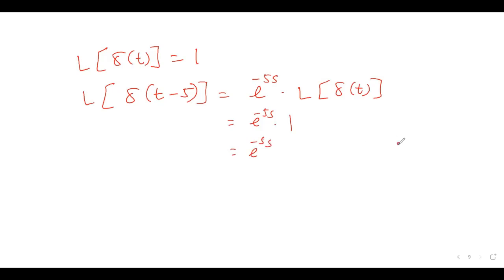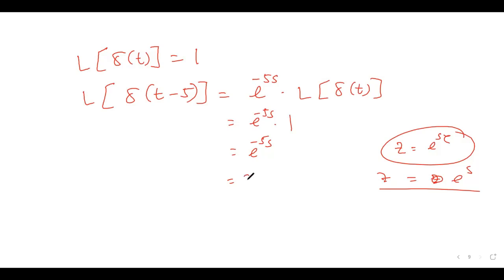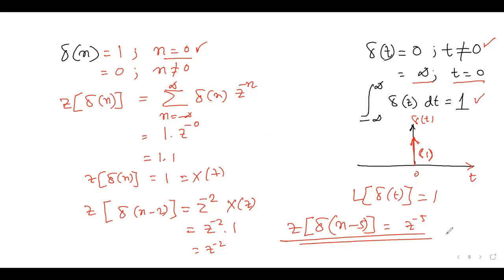And don't worry, you know the formula z equal to e to the power s tau. Just replace e to the power minus s tau by z to the power minus 1. The sampling time, you know, is 1. That means z is basically equal to e to the power s. Now if you put that here, it will be z to the power minus 5. Can you see? Same as this, z to the power minus 5. The Laplace transform and Z transform of the impulse are identical. I told you it is the same.